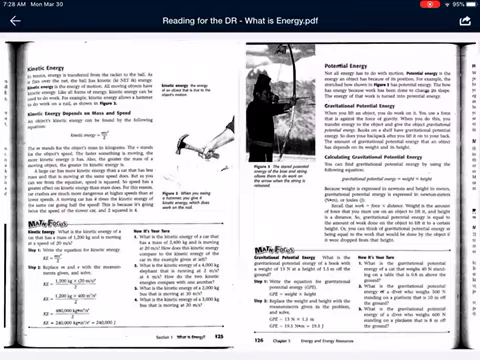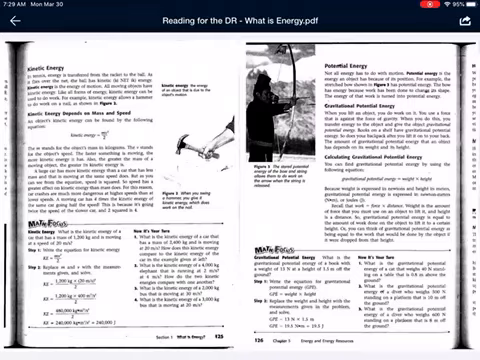page 126. So we already talked about kinetic energy, and kinetic energy is energy in motion. The other type of energy is called potential energy. And potential energy is energy that is stored and usually is a result of an object's position, like how high it is above the ground. So the higher an object is above the ground, the more potential energy it has.